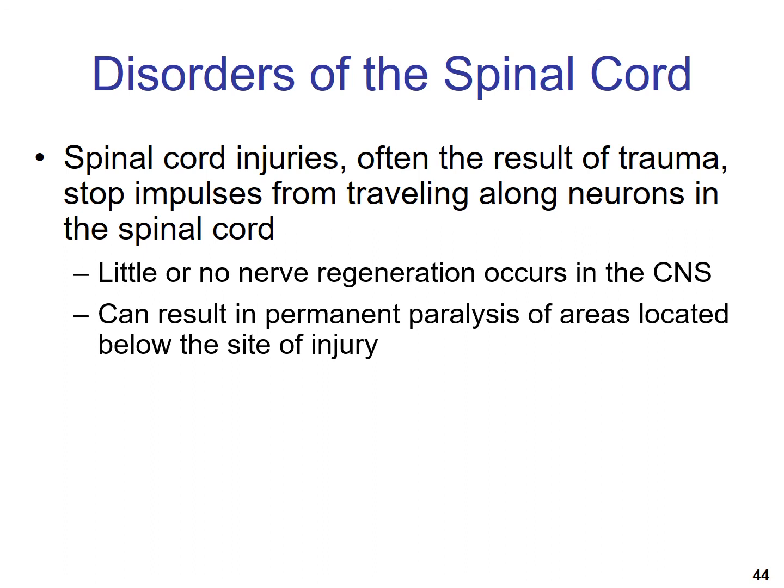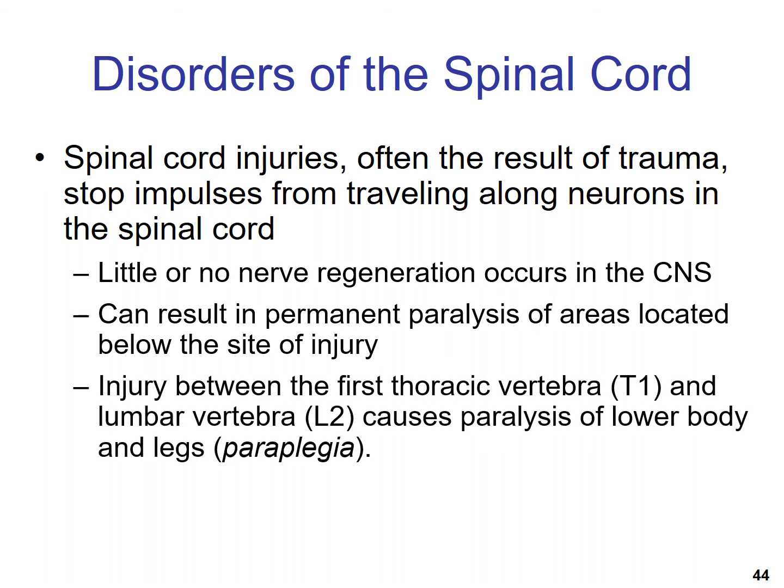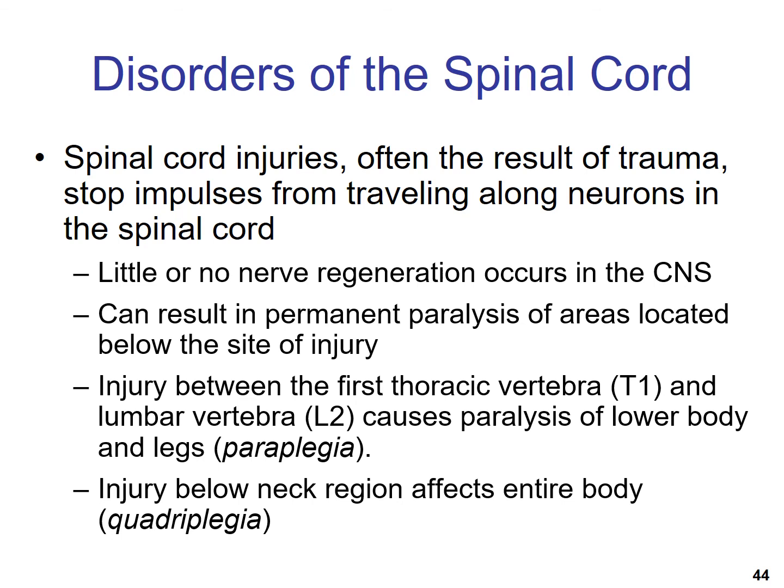If you have an injury to the spinal cord, you can have paralysis of areas located below the site of the injury. An injury between the highest thoracic vertebra and the lowest lumbar vertebra can cause the lower body and legs to be paralyzed, and this is paraplegia. If you have an injury in the cervical region, at the neck region, it can affect the entire body, and this will be quadriplegia.